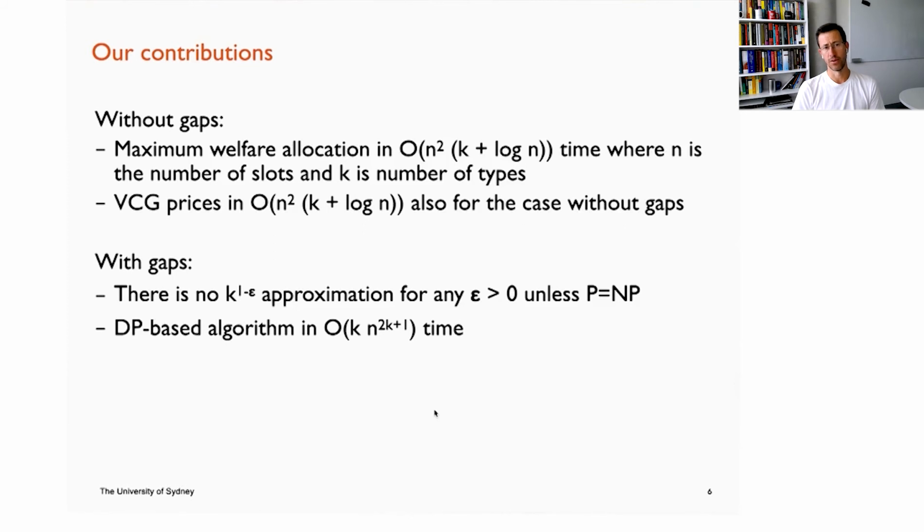And for those cases, we show that there is no k to the 1 minus epsilon approximation for any epsilon unless P equals NP. And we have a dynamic programming based algorithm that runs in k times n to the 2k plus 1. All right, so those are our contributions. In today's talk, I'm mostly going to be focusing on the algorithm. I would like to give you a sense of the techniques we use and the main ideas that allow us to get this algorithm. And then I'll quickly skim through these statements in more detail.